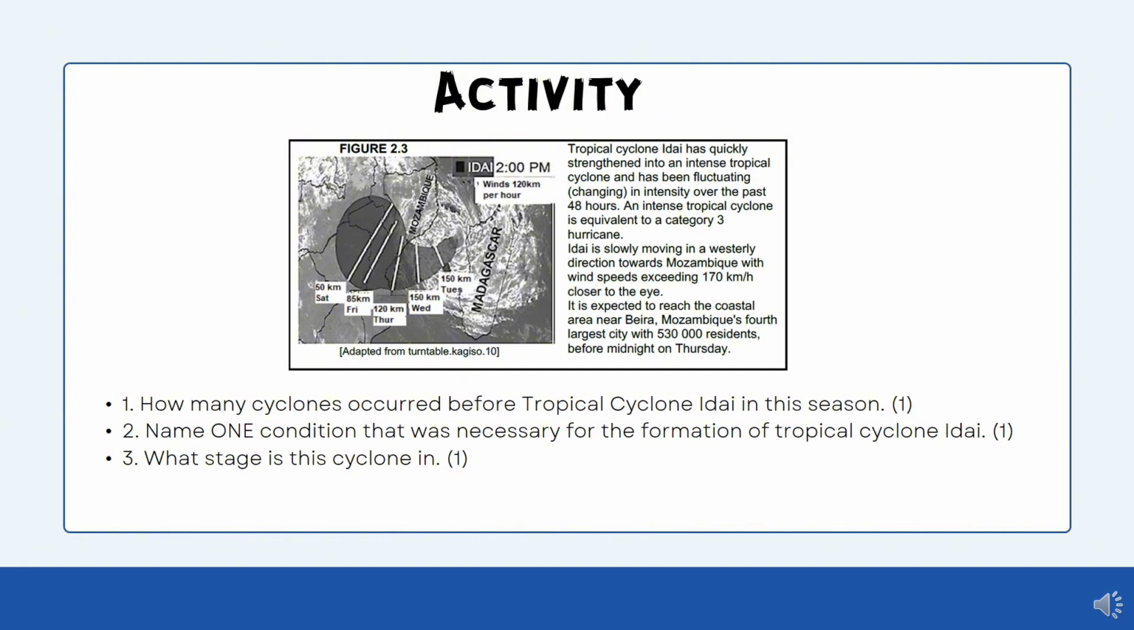How many cyclones occurred before tropical cyclone Idai in the season? I should have thought of a different name. Okay, let's do the alphabet together. A, B, C, D, E, F, G, H, I. We stopped there. So that is 8. So 8 occurred before this one. This one is the 9th one, if I'm counting correctly.